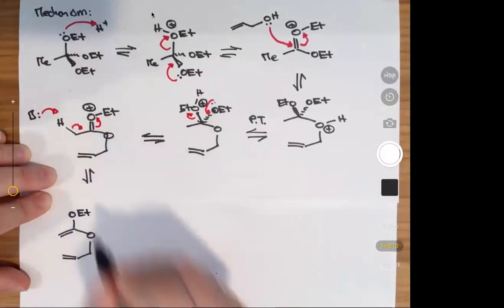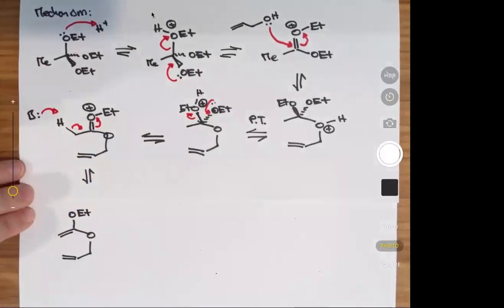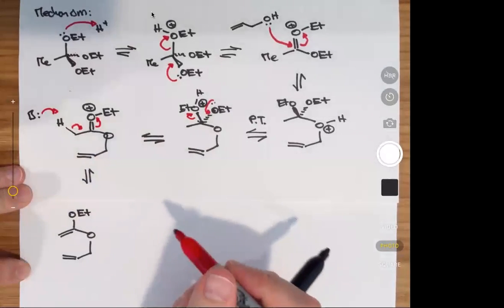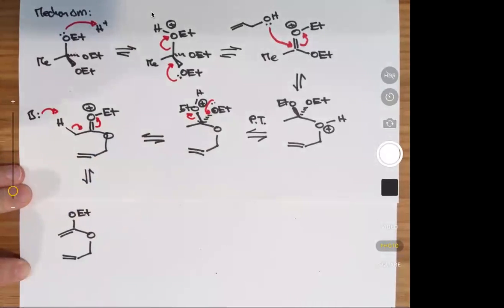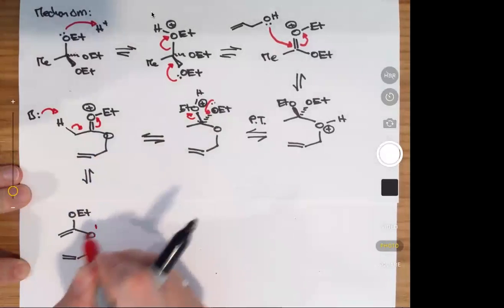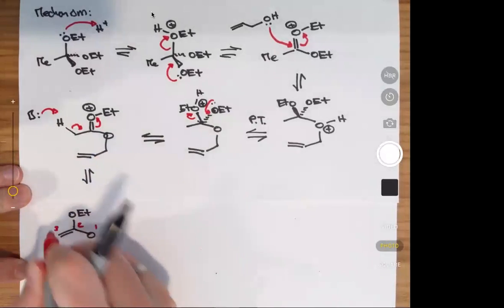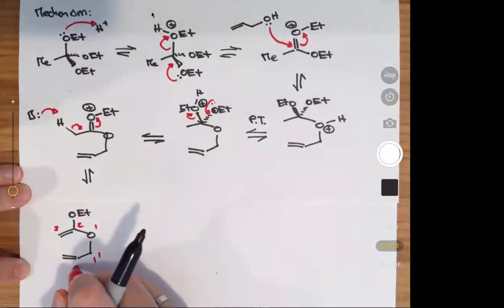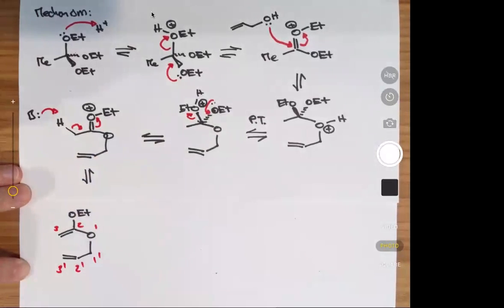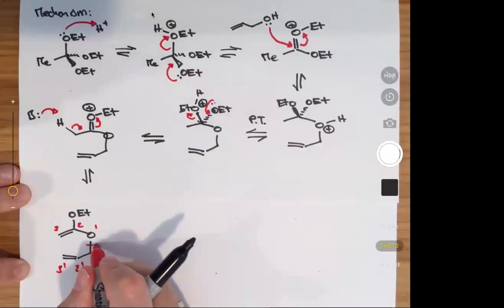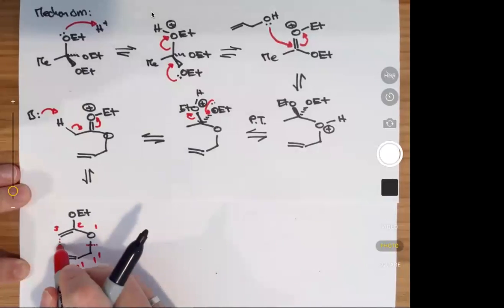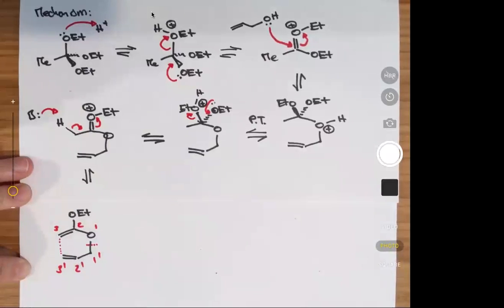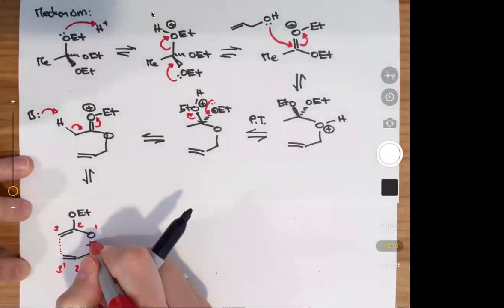So, OEt. Now, here is where you basically realize that you're dealing with a 3,3 sigmatropic rearrangement. You can again use your numbering 1, 2, 3. These are the carbon atoms or the atoms that are shifting. And here you have 1 prime, 2 prime, 3 prime. So this is the bond that you're breaking, and this is the new bond that you're forming as part of this rearrangement.